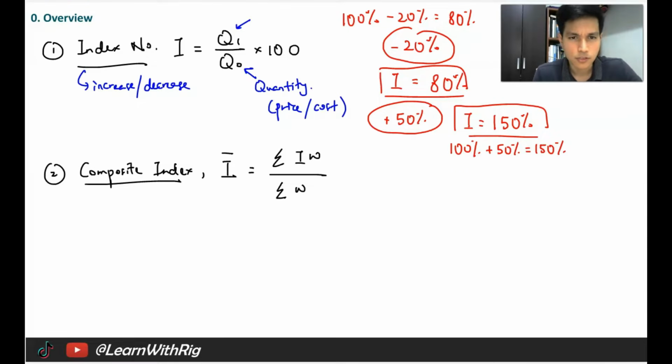But the second question is, what about composite index? Now, index number and composite index are actually very similar, but what's the difference? You see, I gave you the example just now. It's only one product, correct? You're selling a car, or you're selling a shirt, or you're selling a computer, and it can be anything.